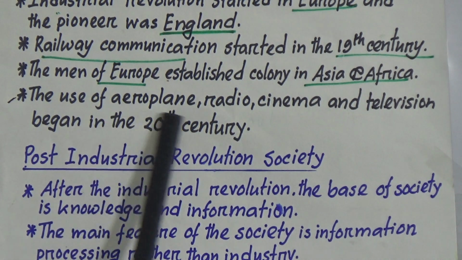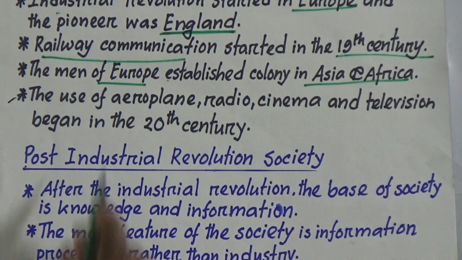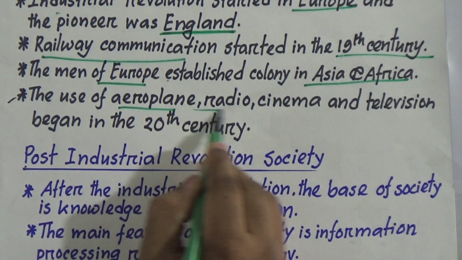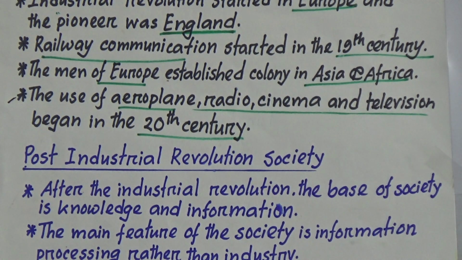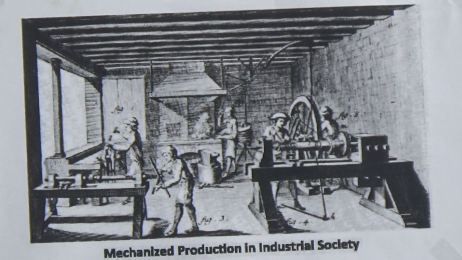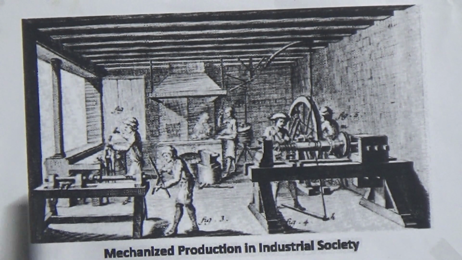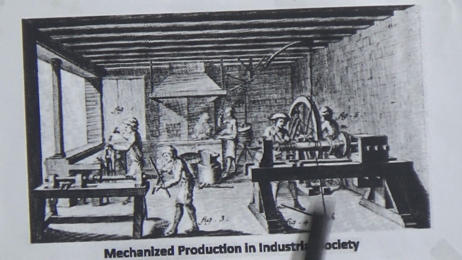The use of aeroplane, radio, cinema, and television began in the 20th century. So, very important. Can you show the pictures? These are pictures of industrial society, mechanical production in the industrial society. The people were working with the help of machines in the industrial society.